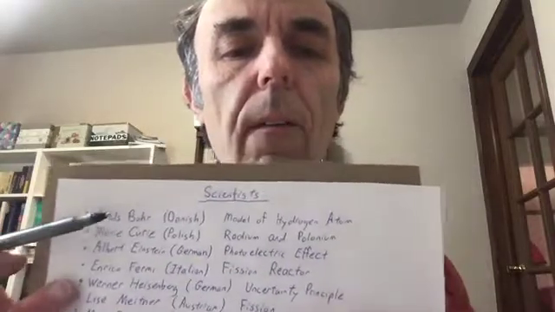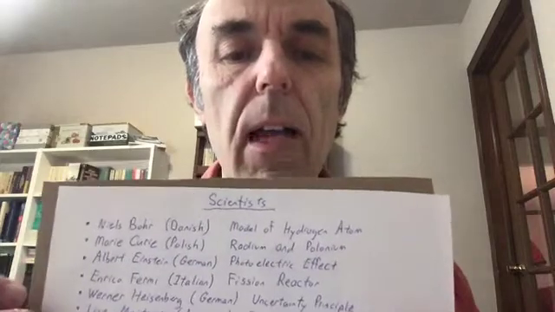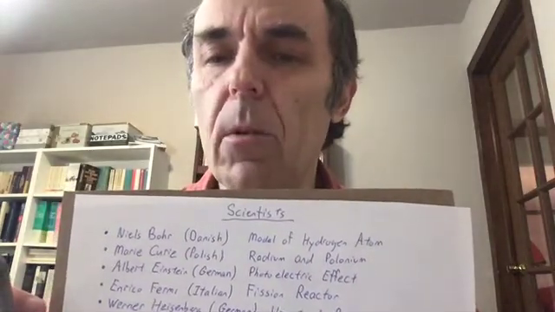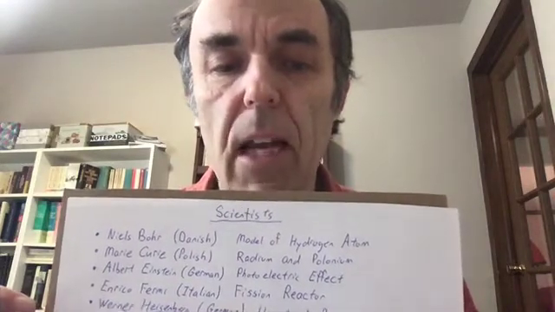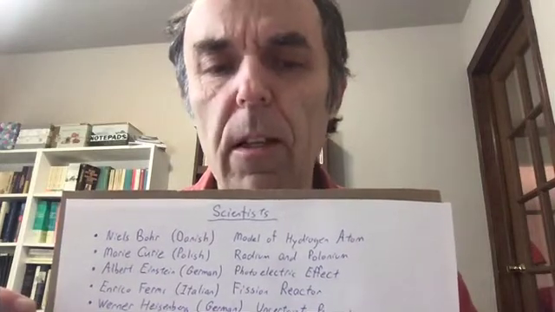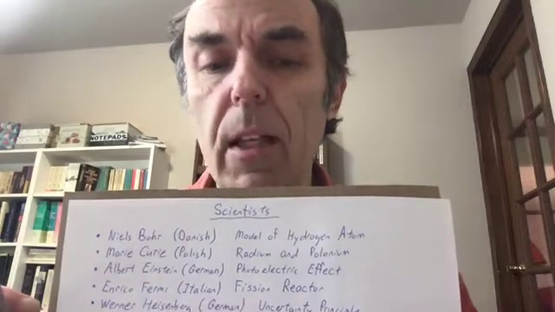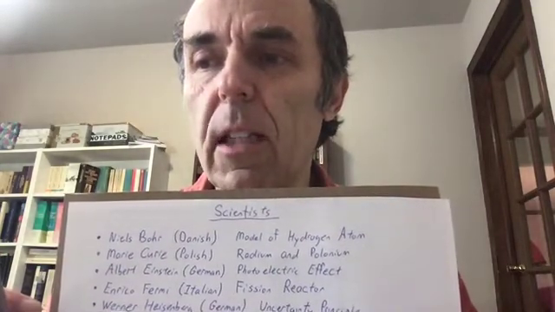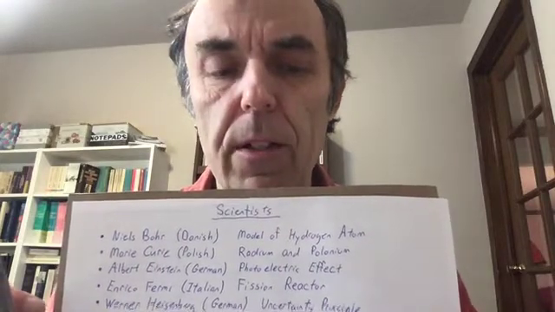Niels Bohr. Niels Bohr is a Danish scientist from Denmark, and he's well known for the model of the hydrogen atom. That's something we're going to be discussing in chapter 28 on atomic physics. Then Marie Curie from Poland, although she worked mainly in France, she discovered radium and polonium, 2 radioactive elements, and she'll be very important in our discussion of chapter 29 on nuclear physics.